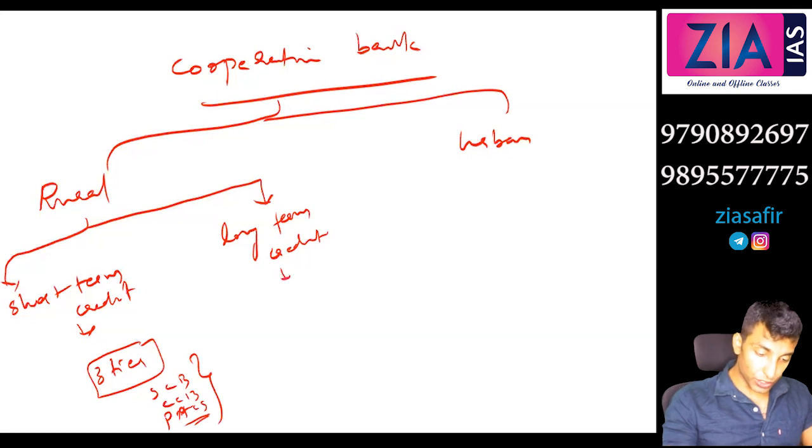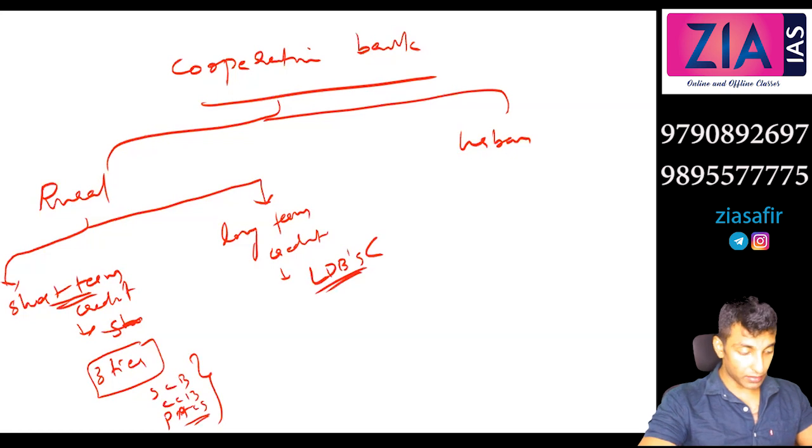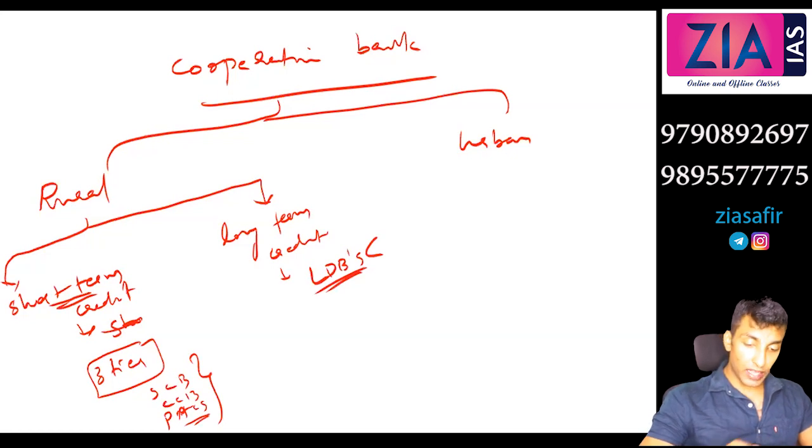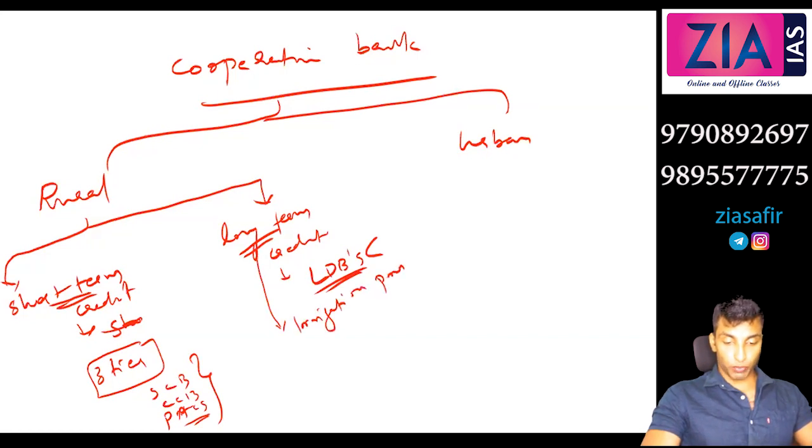Short-term credit is related to agriculture, seed, etc. Right? Long-term, here LDBs, land development banks. You can write there in bracket land development banks, for example. They will take care of irrigation projects like tube wells, etc. That is long-term. So you can write there irrigation project, example, tube wells, etc. And here, seeds, etc.